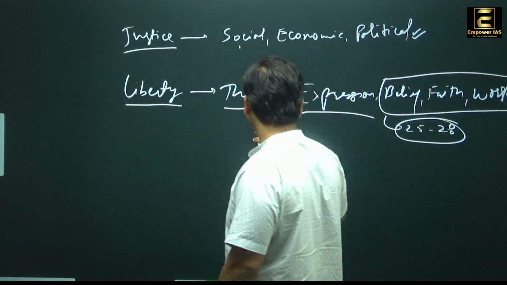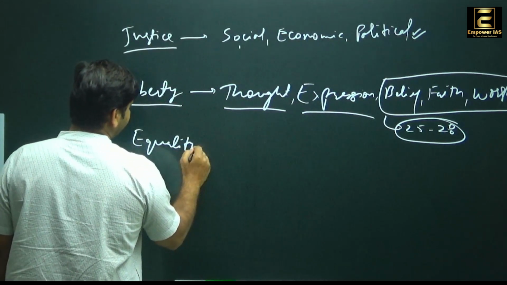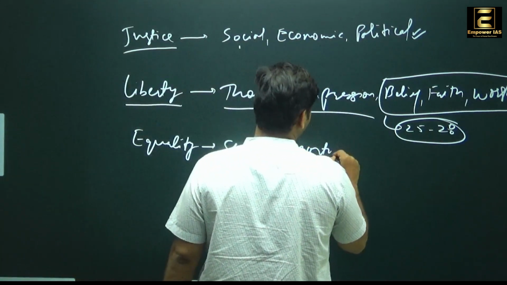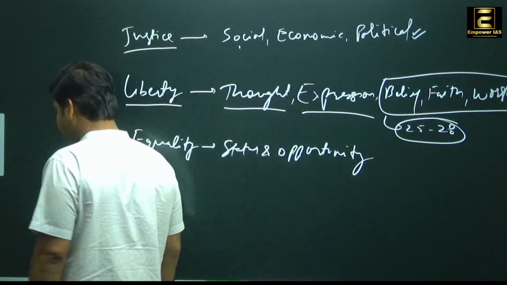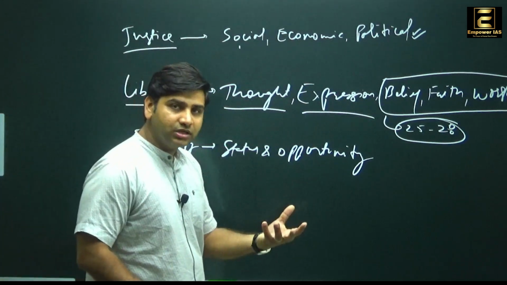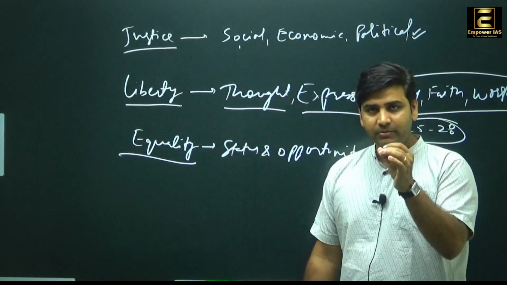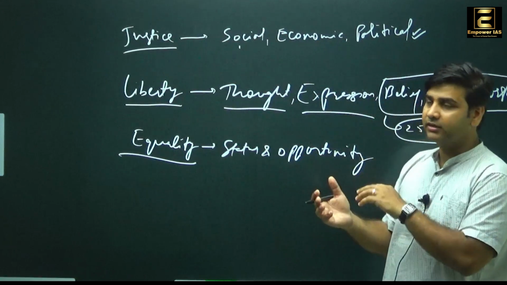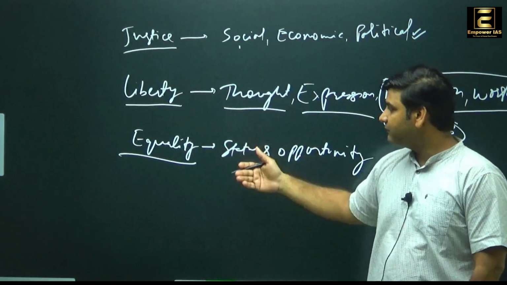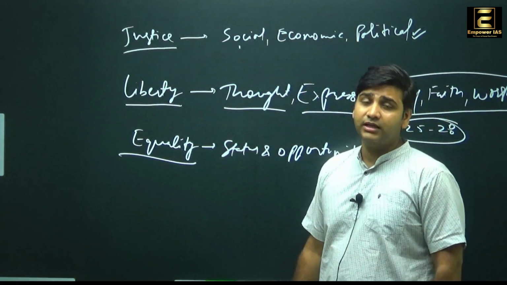The next important thing: equality of status and opportunity. Again, equality came in. Equality of status, the equality of outcome, social equality, political equality, economic equality. So all these concepts are intermingled. Justice, social, economic and political. Equality of status and opportunity also involves social equality, economic equality and political equality.